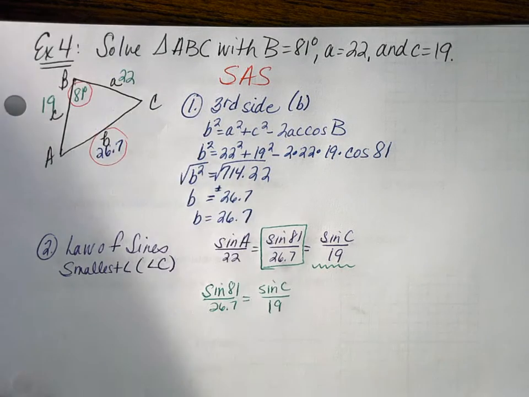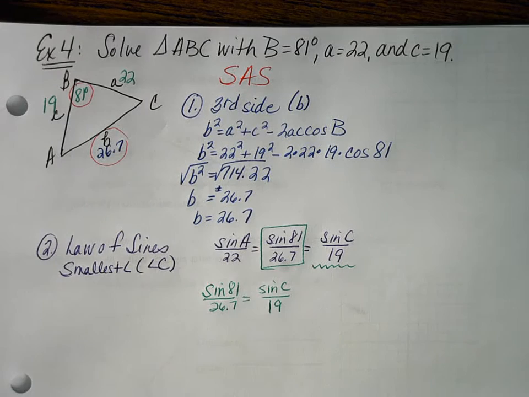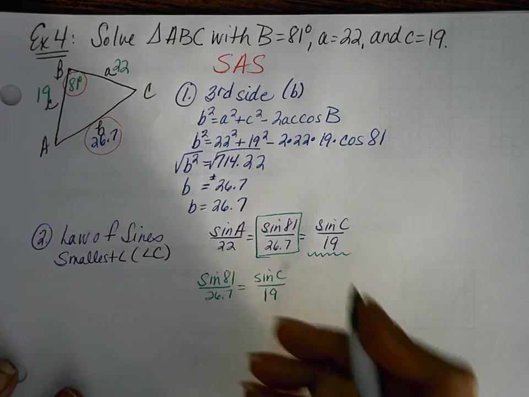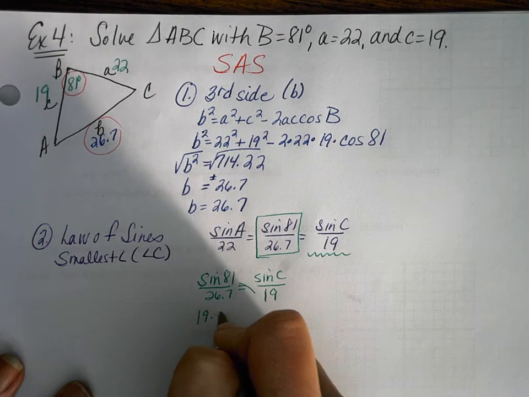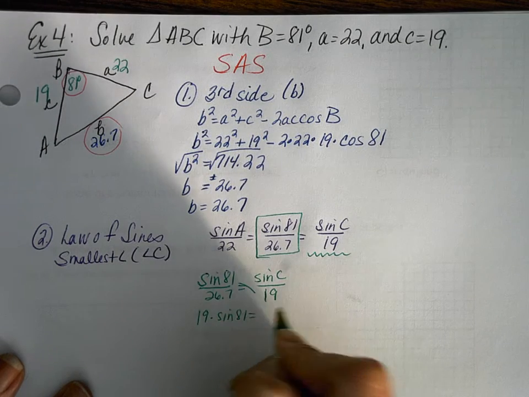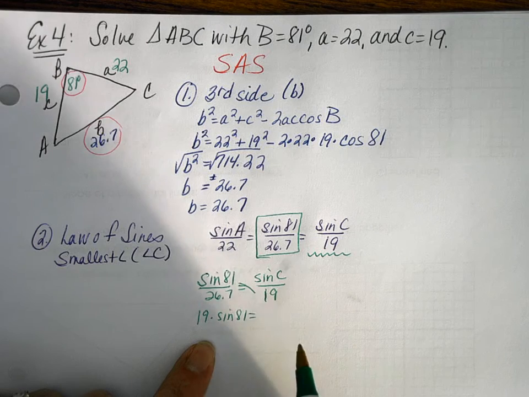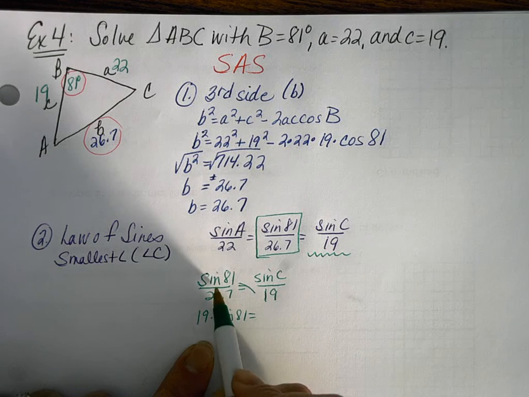All right, Nick, tell me what we're going to do there to find angle C. 19 times sine 81 divided by sine 26.7. Okay, I like your thinking. Let's slow it back there a second. So we got to cross multiply. So 19 times the sine of 81 is equal to what?